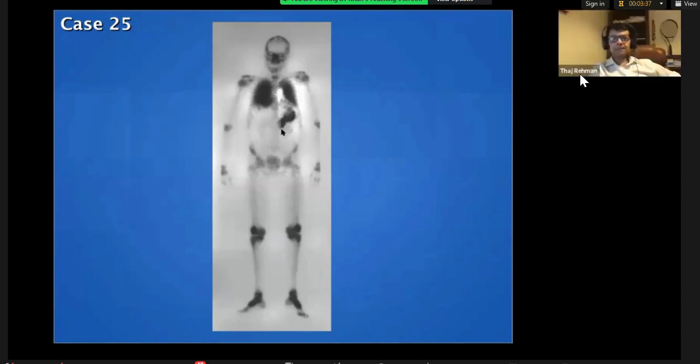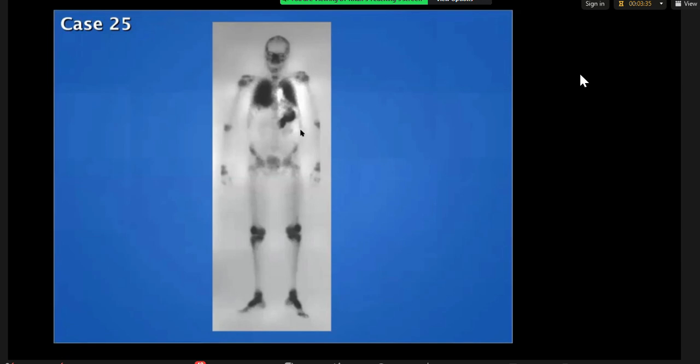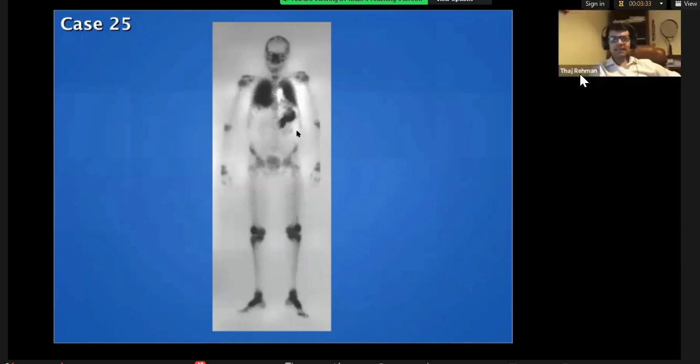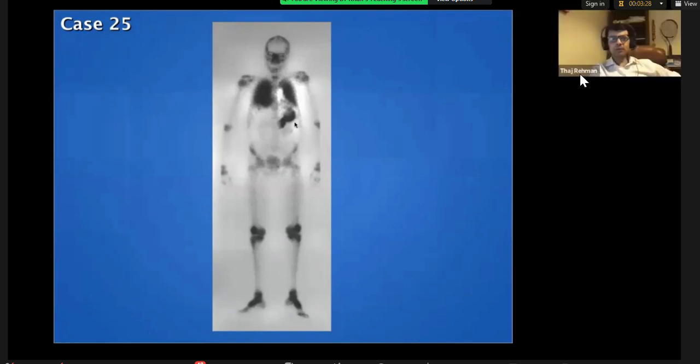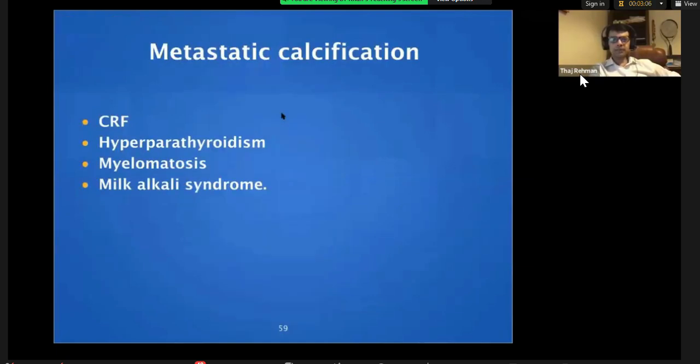Okay. And is it a super scan? Have you seen super scans? Where is the kidney? It's not demonstrated. So it's probably a super scan. Quite avid uptake in the lungs and stomach, which is actually what you said: metastatic calcification in extreme hypercalcemia due to various causes. So extreme hypercalcemia causing extreme calcium deposition everywhere. Metastatic calcification in all these conditions.